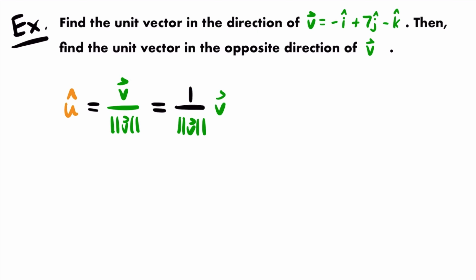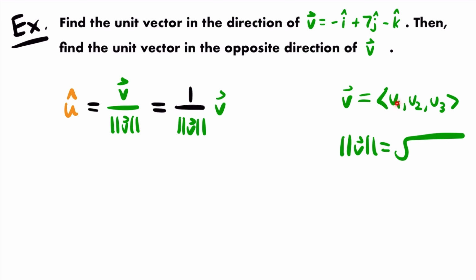All right, and so remember, the magnitude of a vector is equal to the square root of the sum of the components squared. Now typically we look at a vector in this form where we have v1, v2, v3, and the magnitude of vector v would be equal to the square root of the sum of those components squared, right? We'd have v1 squared plus v2 squared plus v3 squared. But how do we go about this when our vector is in this form, in standard unit vector notation?